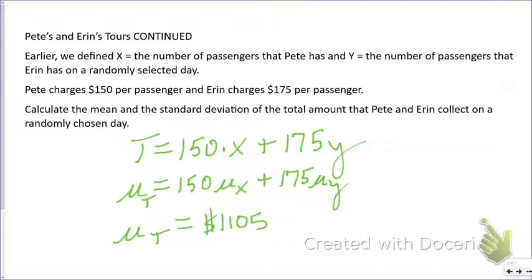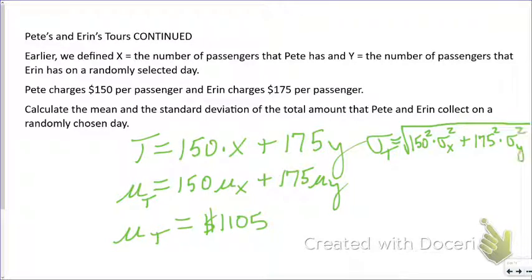I can do standard deviation. A few more extra steps though. I don't know if I gave myself enough room. I may have to write small. Made it. So plug in our standard deviations, and we get 232.27.